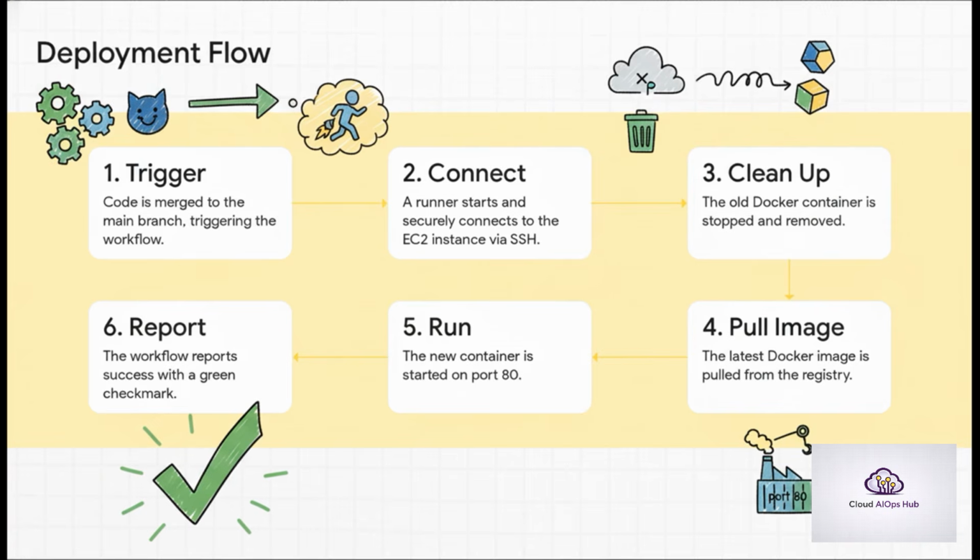Then it pulls the latest version of our application's Docker image from the registry. With the new code ready, it starts a new container, making our updated app live on port 80 for the world to see. And finally, the runner reports back to GitHub with a success message, and we get that beautiful, satisfying green checkmark. All of this happens in seconds, automatically, without anyone lifting a finger.